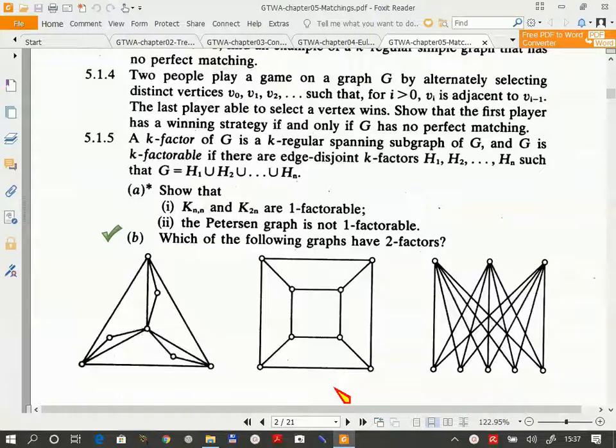What's the problem? What is a two-factor? A two-factor is a bunch of cycles covering all vertices. It's not just one cycle. I'm not saying a Hamilton cycle, even if a Hamilton cycle would be all right.